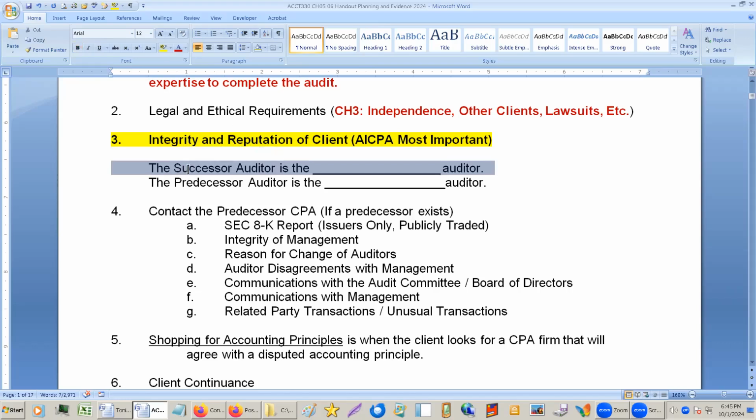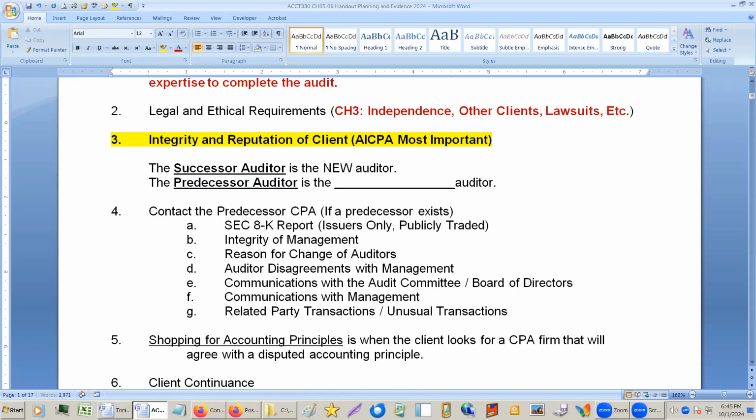Okay, you'll often hear auditors described as the successor or the predecessor, so let's go over who they are. The successor auditor is the new auditor. If you have a change of auditors, or if they didn't have an audit before, it's the new auditor. I guess it wouldn't be a successor, just the first auditor. The predecessor auditor is the old auditor.